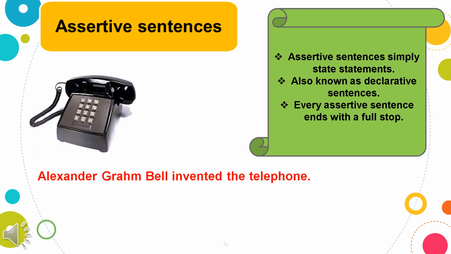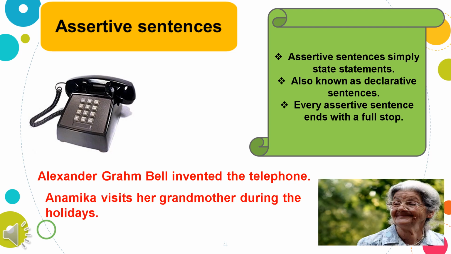For example, Alexander Graham Bell invented the telephone. Anamika visits her grandmother during the holidays. Now, notice my dear children that both these sentences are assertive or declarative sentences and both of them end with the full stop.